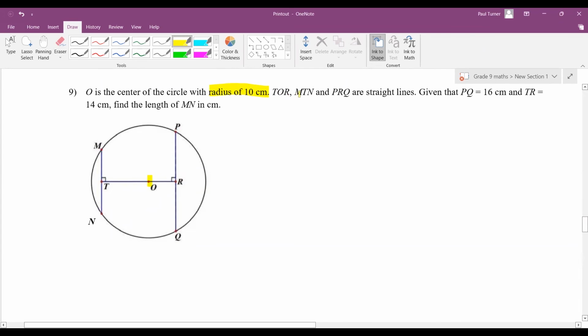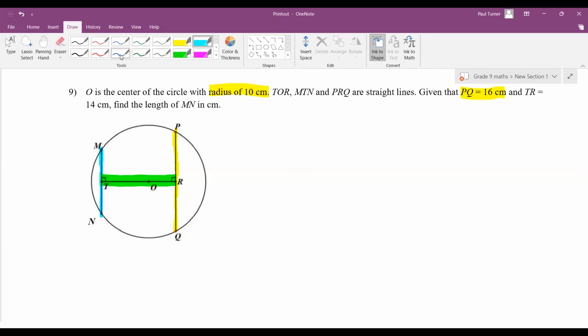So question 9, we have O is the center of a circle here with radius 10 centimeters, and TOR, MTN, and PRQ are straight lines. They're shown in the diagram. PQ is 16, so that's this length here in yellow, and TR is 14. We'll do that in green. This is 14. Find the length of MN. So we need to find the length of this blue line here.